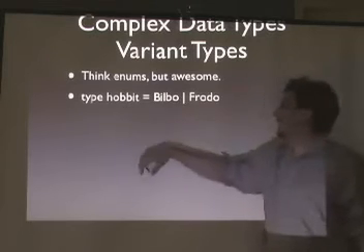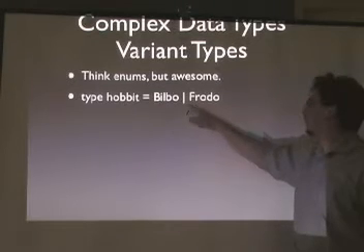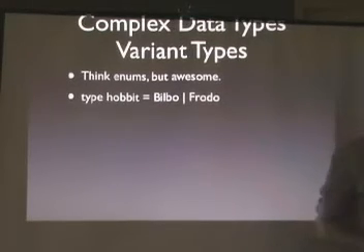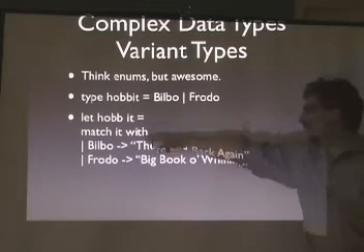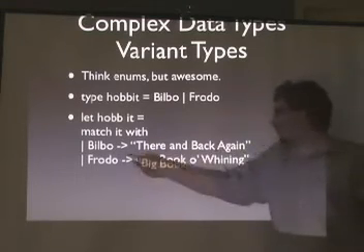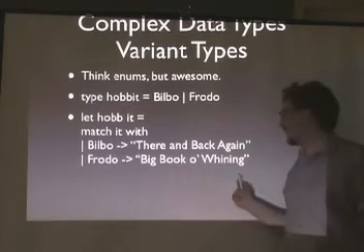The type is called a hobbit, and it's one of two things, either this bear name Bilbo or this bear name Frodo. And then I can pass them into some kind of function, like the function hob, which takes a single hobbit, and I match the hobbit we passed in with either Bilbo, and then I return the string there and back again, or Frodo, and then I pass Big Book of Whining.